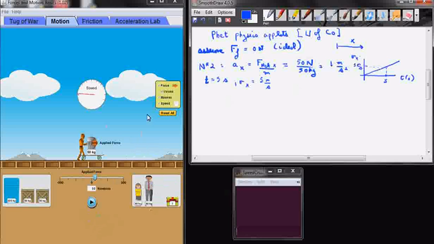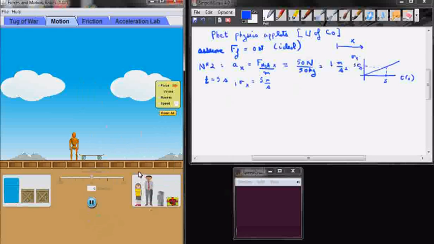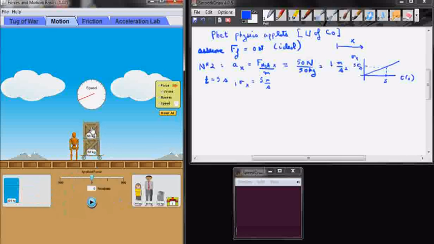Okay, so now let's reset, and I'll turn these back on again. And let's apply the same force, but put twice the mass on. So we had 50 kilograms on there before, and now I'm going to put a total of 100 kilograms. Okay, so now what I'm going to do is increase the mass. So m will go to 100 kilograms.